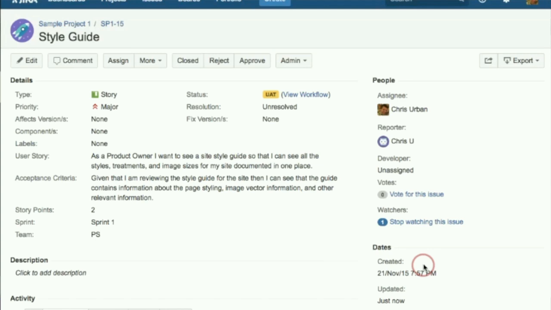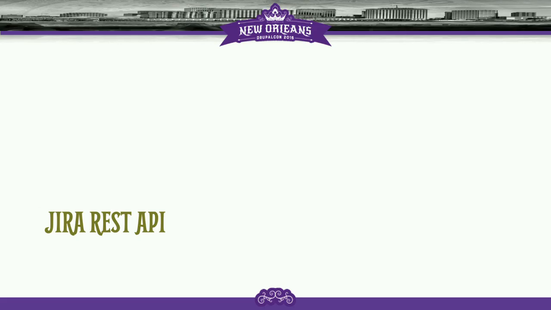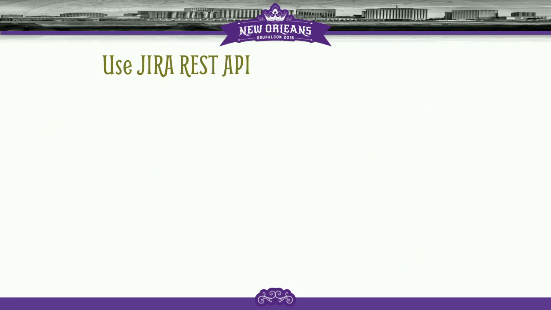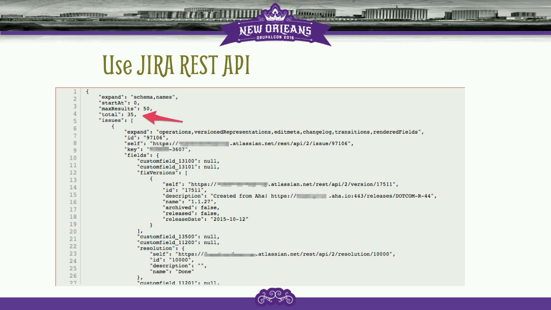So it's just a matter of educating the users to remember to increment that number manually. Make sense? Okay. Last one, and then we're done. JIRA has a REST API. This is my favorite, because I'm a nerd.